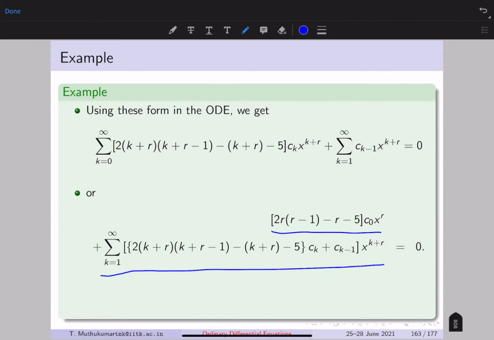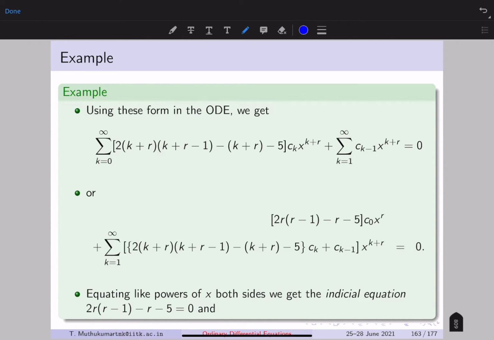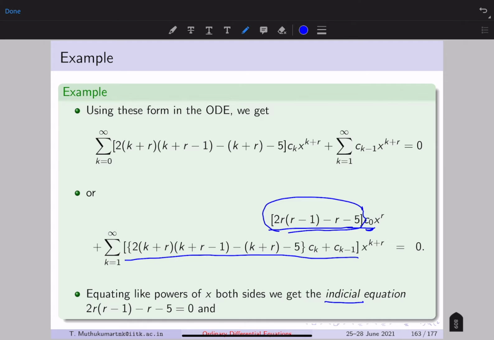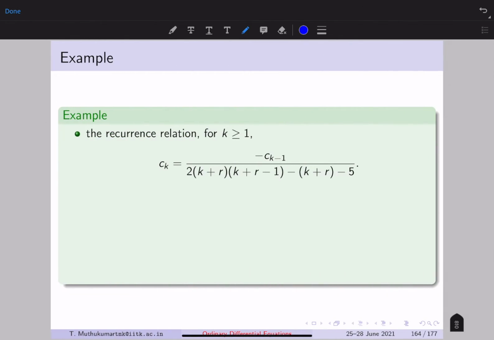Now if you equate coefficients, you have a relation. This entire thing is equal to 0, but since C naught we have already assumed cannot be 0, this has to be 0. This is called the indicial equation, the equation that is going to give us the value of r. That is one, and then equating these, you have the recursive relation of all the coefficients c_k. So you have the recursive relation for c_k. Fine. If you solve for r in this quadratic equation here, you get two roots for r.